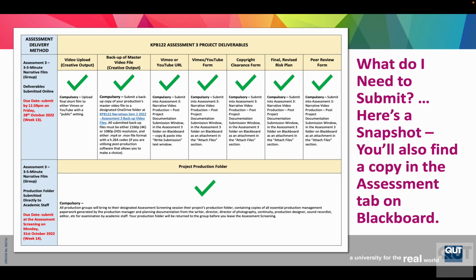Then the one remaining element is submitted in person at the assessment screening on Monday the 31st of October, the first day of week 14, and essentially that is your project's production folder. Again, we'll bear down into the detail of what should be included as we go. So keep in mind this snapshot of all required deliverables can be found here.